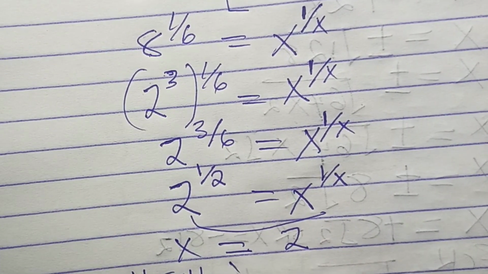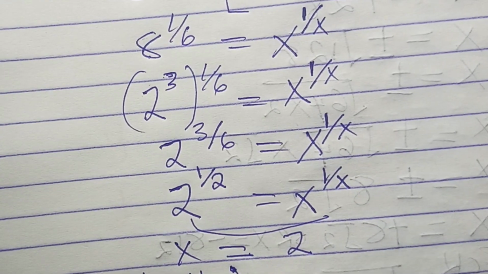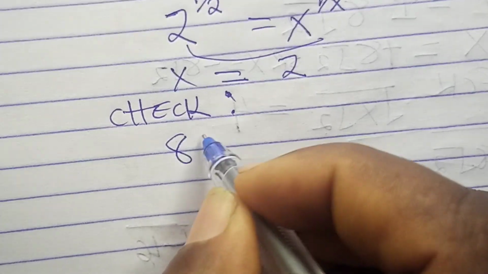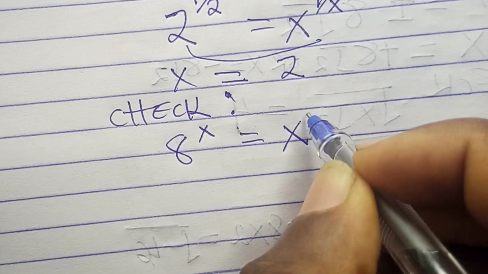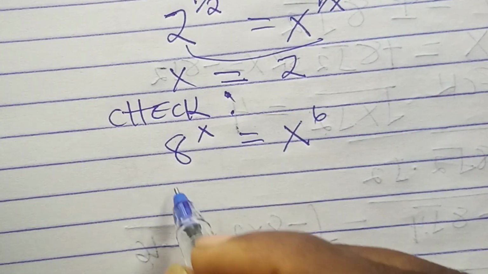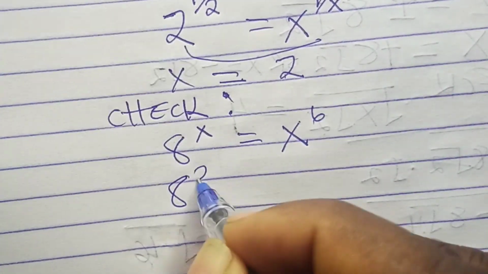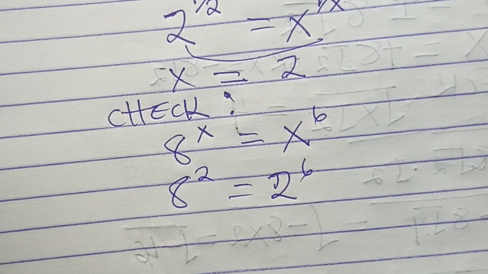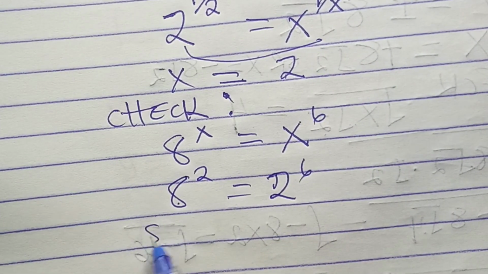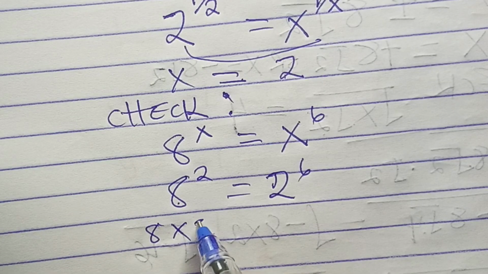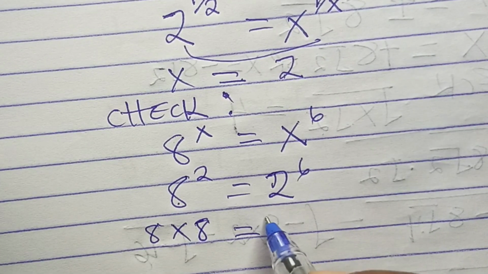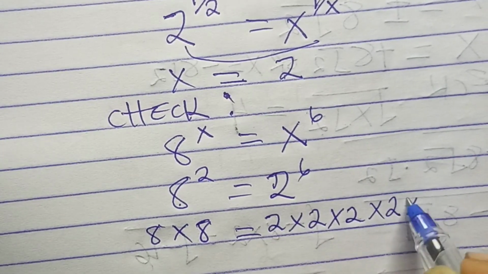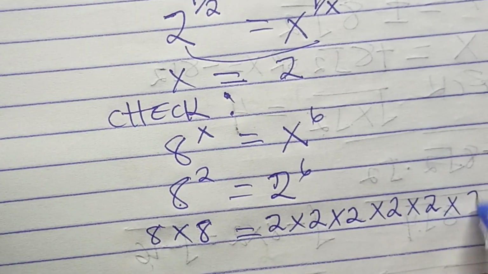In our checking, remember that the original equation was 8 raised to power x equals x raised to power 6. So with x equal to 2, we get 8 raised to power 2 equals 2 raised to power 6. 8 raised to power 2 is 8 times 8. 2 raised to power 6 is 2 times 2 times 2 times 2 times 2 times 2.